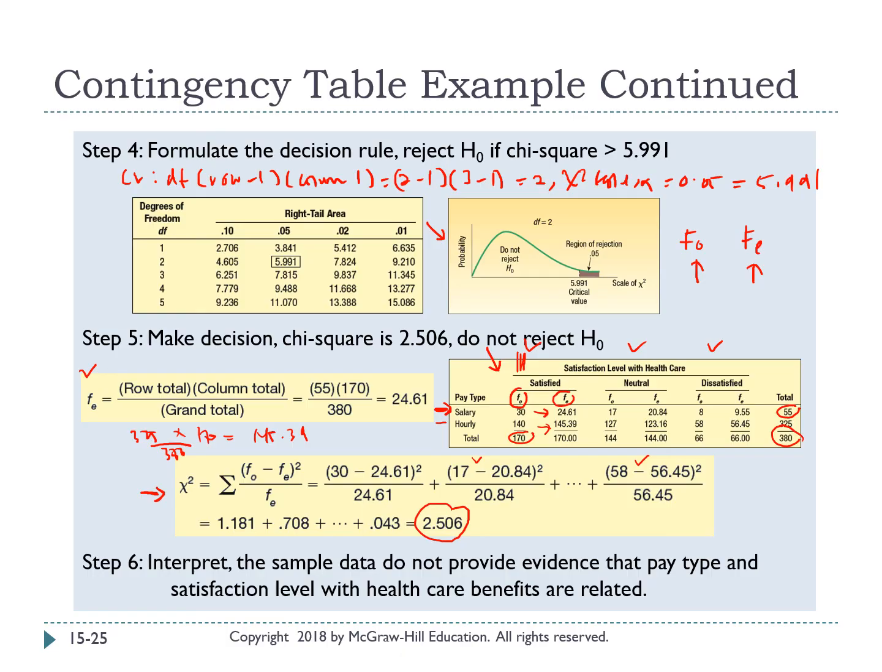Now we have to make a decision, right? So what is our CV? CV is equal to 5.99, and our chi-square is somewhere here, 2.506. So what can we decide? We can say do not reject the H null because the chi-square value is outside the rejection region. Step number 6, we have to interpret our result. We can say the sample data do not provide evidence, or we fail to show that the pay type and the satisfaction level are related to each other.